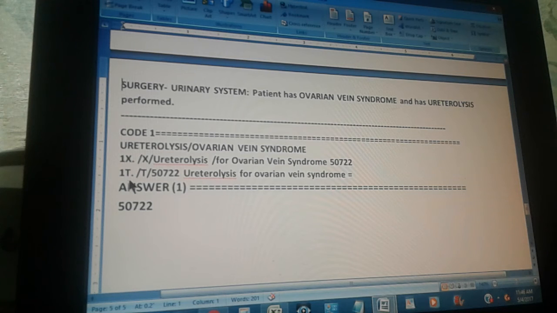So the code is found through the tabular like this. First you go to the tabular section, and then you go to 50722. This is in numerical order, so you look for that code, 50722. And what does it say there? Ureterolysis for ovarian vein syndrome, which is exactly our problem. That's why there's an equal sign at the end. So the answer is 50722.